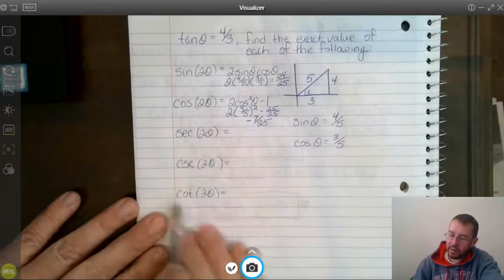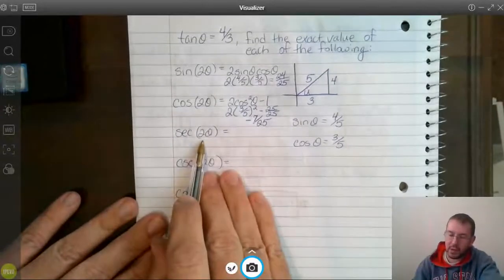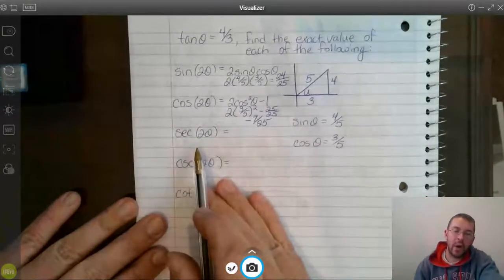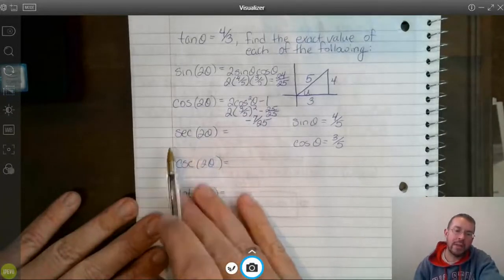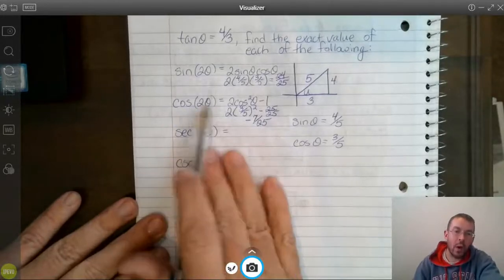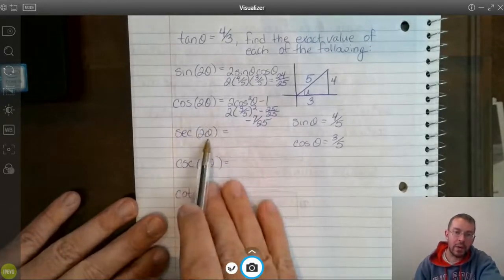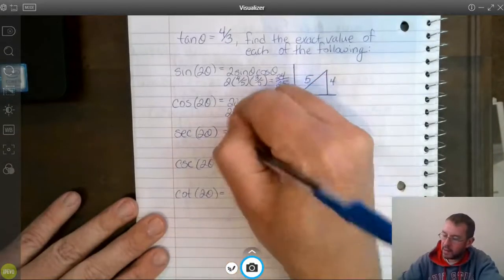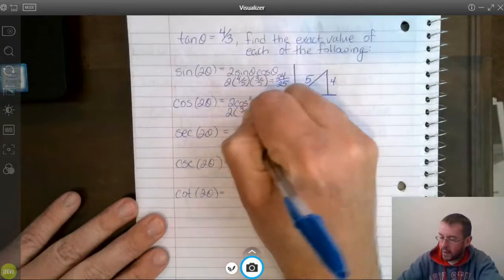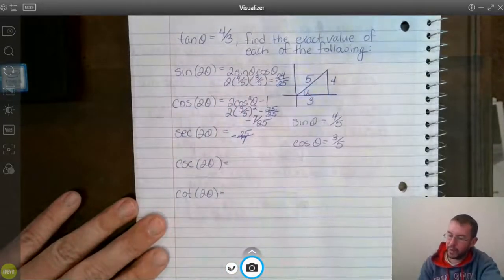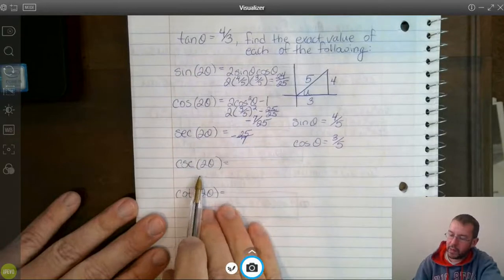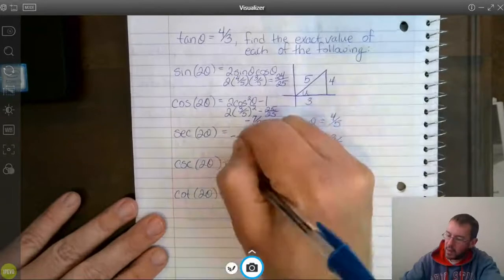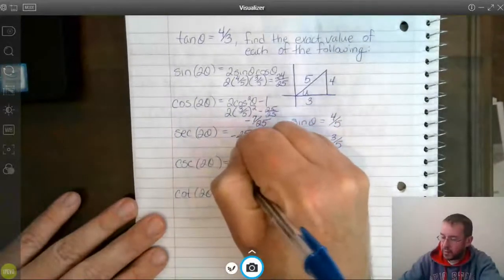Now we don't have any formulas for secant of 2 theta. That's fine. We know that secant of theta is 1 over cosine of theta. Well, then secant of 2 theta is 1 over cosine of 2 theta. So all we have to do is take the reciprocal of our cosine of 2 theta. So this is easy enough, negative 25 over 7. Similarly, with cosecant of 2 theta, all we have to do is take the reciprocal of sine of 2 theta. So this would just be 25 over 24.